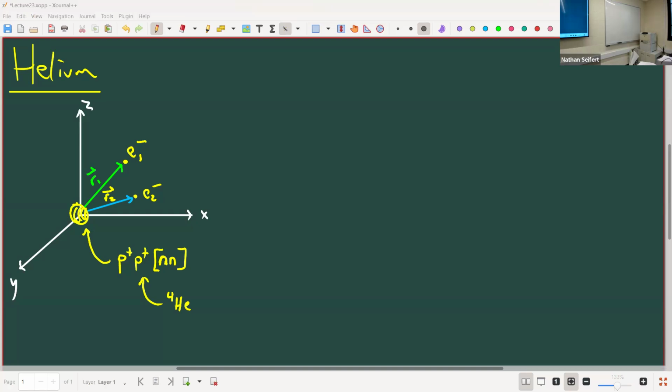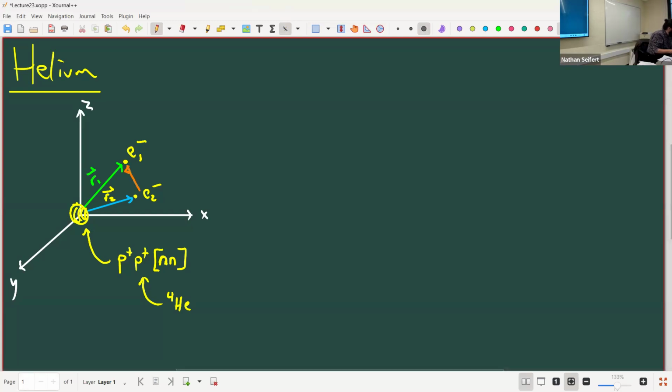But there's an additional force in this problem that introduces a new coordinate, which is the repulsion between the two electrons. So we need to track the relative position of the two electrons as well, because the term involving the repulsion between the two electrons obviously depends on their relative position to each other. So we're going to introduce a new coordinate to the system, which is dependent on the other two. We'll call that, we'll draw a vector. Sorry, that's a really bad arrow.